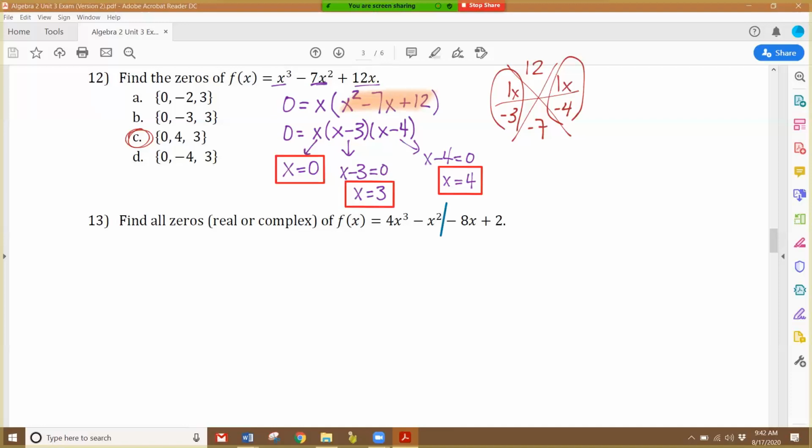When we factor by grouping, we split it in half. We take the greatest common factor of the left side and then the greatest common factor of the right side. So we're going to look at the greatest common factor of these 2 terms first. I can factor out x squared from both of those terms.